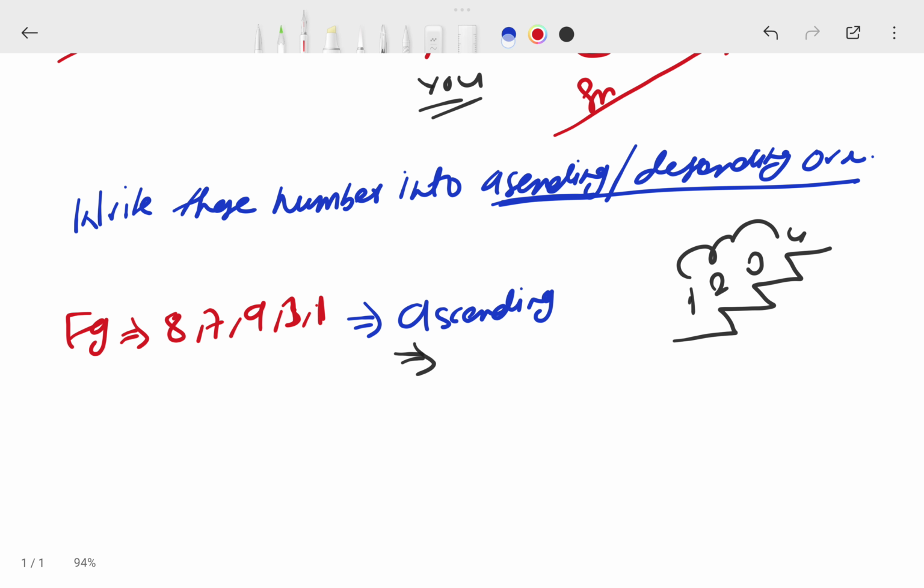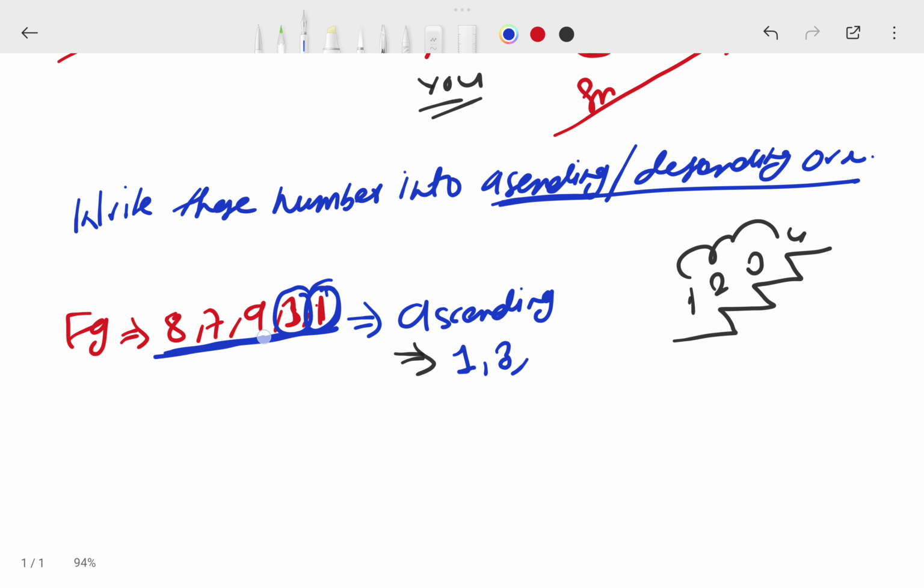Now in this question, write it in ascending order. So how will you write ascending? Ascending means we have to choose which is the smaller. 8, 7, 9, 3, 1. Which is the smaller? 1 is the smaller here. So first write the smaller number, 1. After it, we have left 8, 7, 9, 3. In this, 3 is the smaller. Write 3.